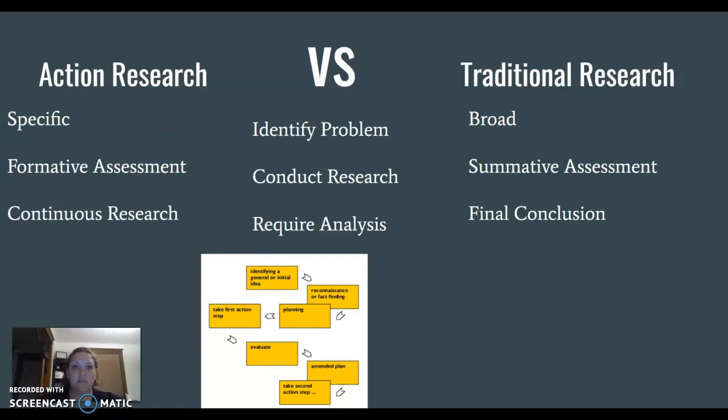Traditional research seems like a broad process. It makes me think of when you learn in science, like, hypothesis, you do your experiment, and then you have a conclusion. And this is more of a summative assignment. I thought of exams and tests and things like that. And then the final conclusion is kind of the end of your research, where action is more continuous. Together, they both identify problems, they conduct research, and require analysis at the end.